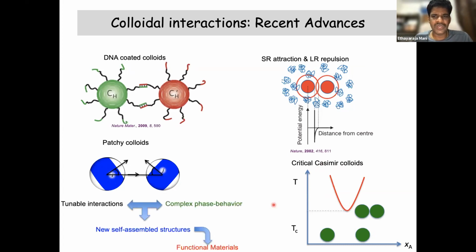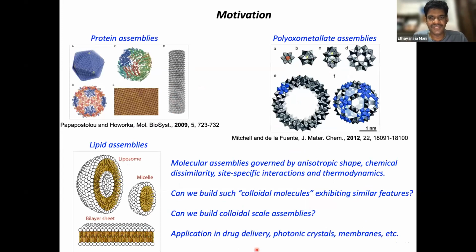So why I'm saying all this is because it seems that in recent times, we have been able to make a lot of advances in tuning the interparticle interactions, bringing biology and chemistry into this colloidal science, thereby creating a very wide set of tunable interactions. Thereby, we can create a lot of interesting structures out of these colloids. And the idea here is to build new self-assembled macroscopic structures, which could be used as functional materials of various kinds. So with this background, I would like to motivate.